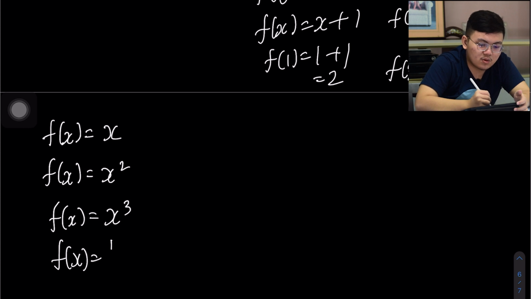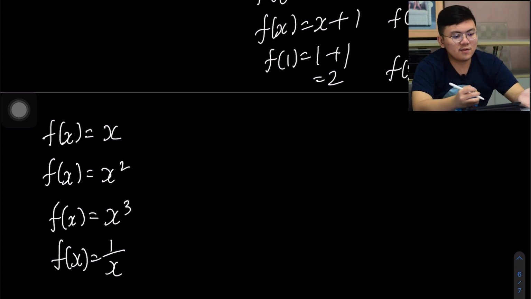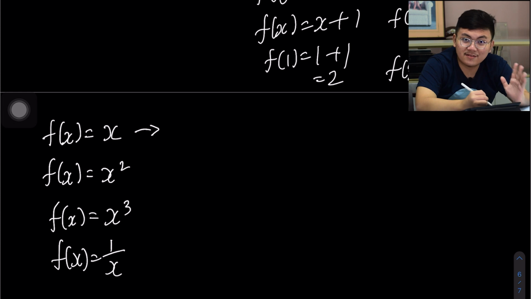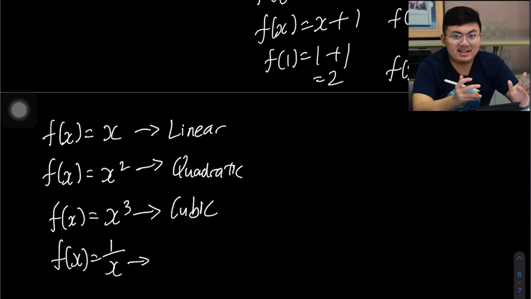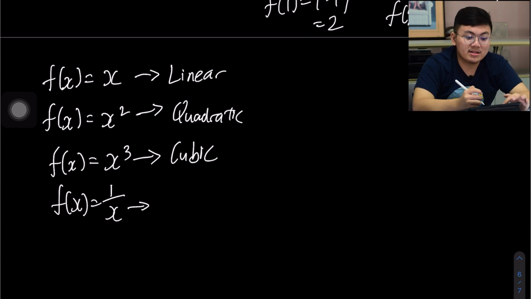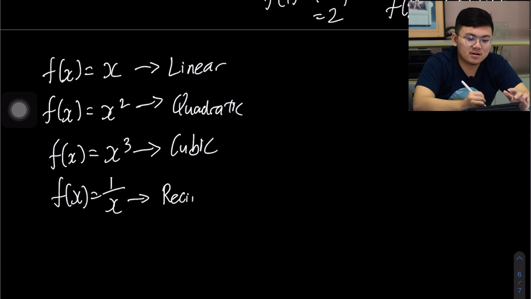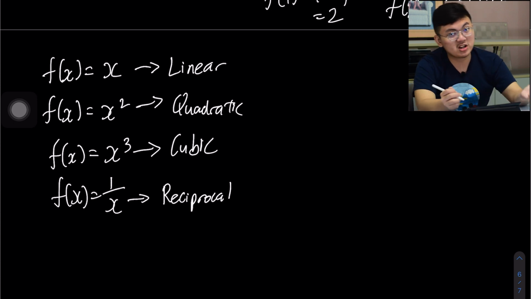Now f(x) equals x, f(x) equals x squared, f(x) equals x cubed, f(x) equals 1 over x. So the first one is what we call linear. The second one is the quadratic, and the third one is cubic. The one with x at the denominator is called reciprocal. So this is some flashback.